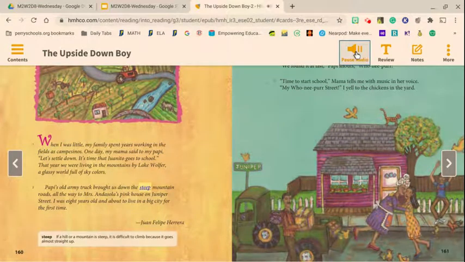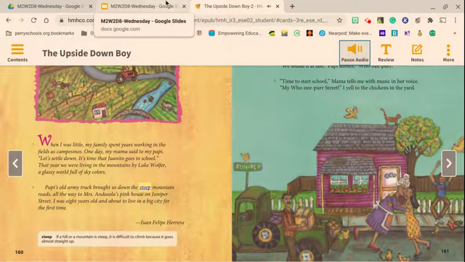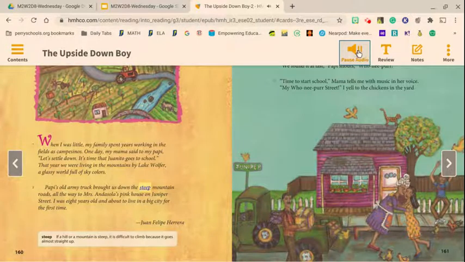When I was little, my family spent years working in the fields as campesinos. One day, my mama said to my papi, "Let's settle down. It's time that Juanito goes to school." That year, we were living in the mountains by Lake Wolfer, a glassy world full of sky colors. Papi's old army truck brought us down the steep mountain roads all the way to Mrs. Anda Sola's pink house on Juniper Street. I was 8 years old and about to live in a big city for the first time. Juan Felipe Herrera. Steep. If a hill or a mountain is steep, it is difficult to climb because it goes almost straight up.